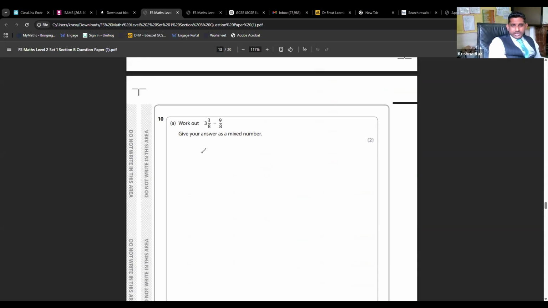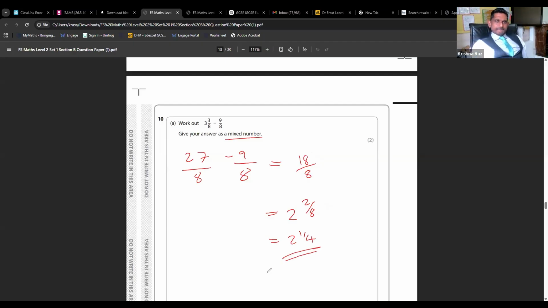Work out these fractions. So we've got 27 over 8 minus 9 over 8, which is 15 over 8, which is 1 and 7/8. Yeah. 24, why have I done that? It's meant to be 27, which means that is an 18. And that is 2 and 2/8, 2 1/4. Yeah.